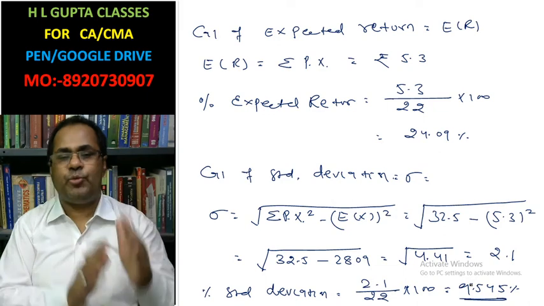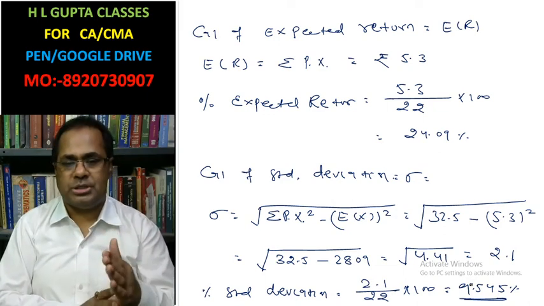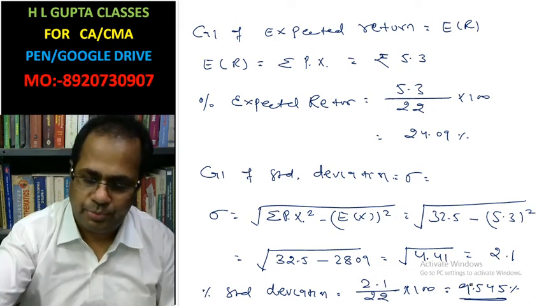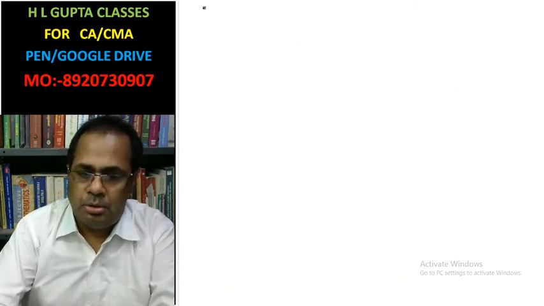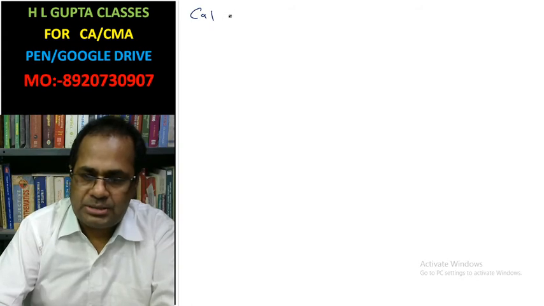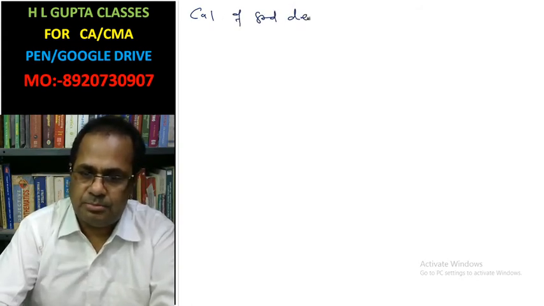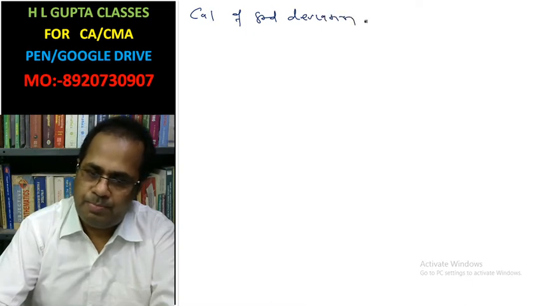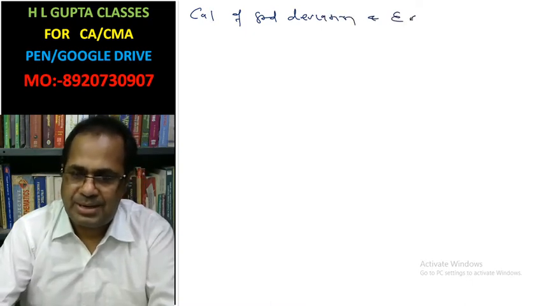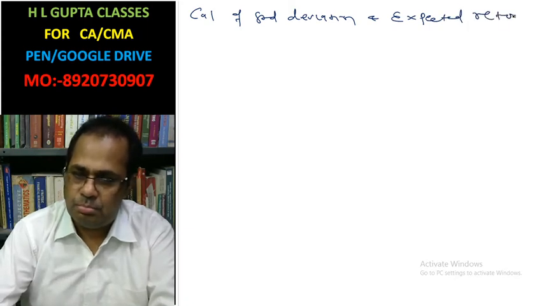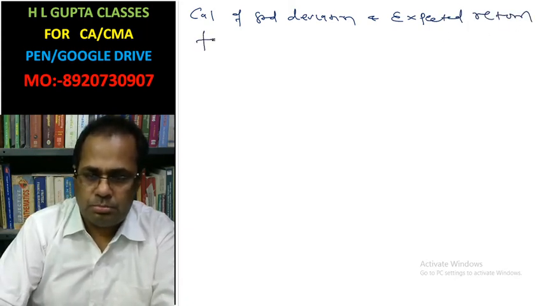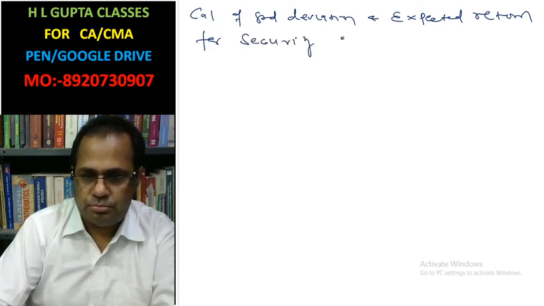Now we have calculated for security D. Exactly the same we have to do for security G here. Okay. Now, calculation of a standard deviation and expected return for security G.